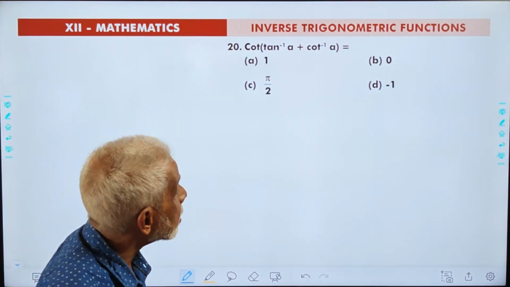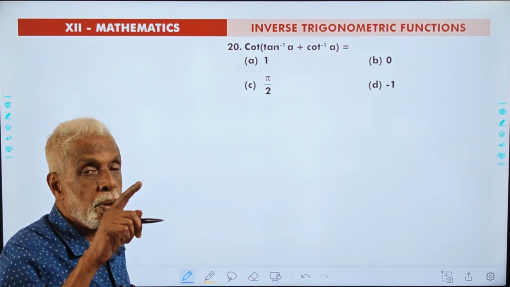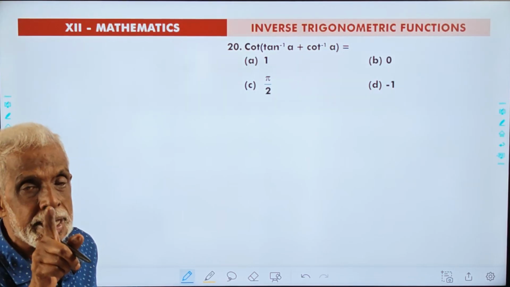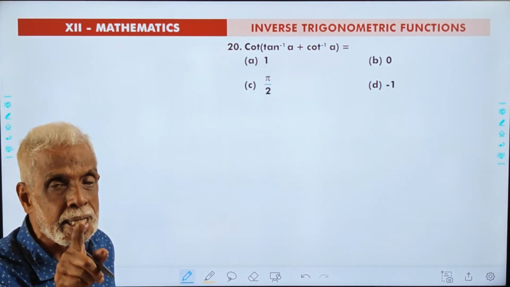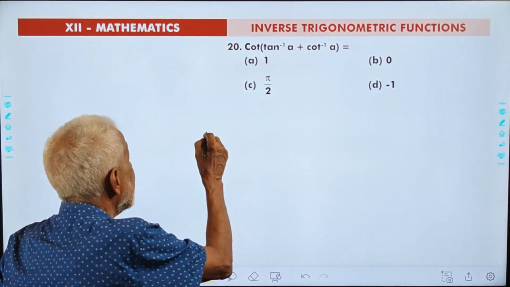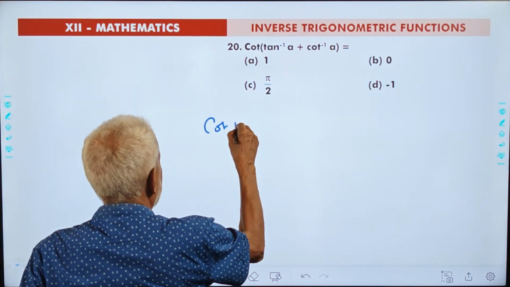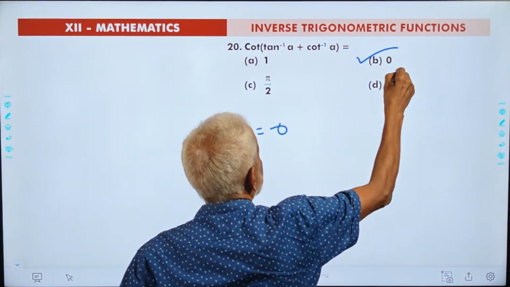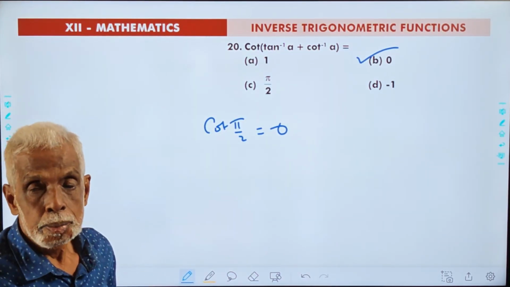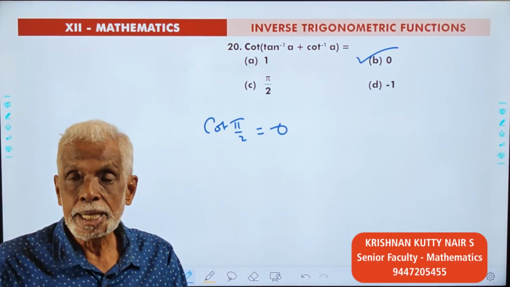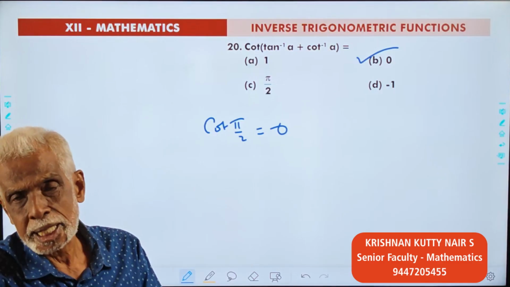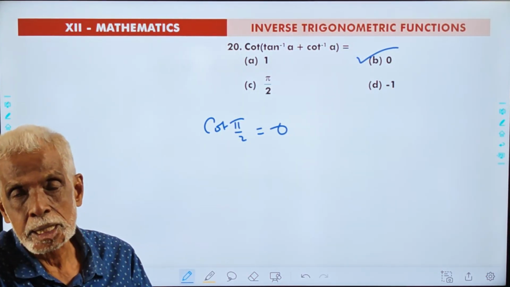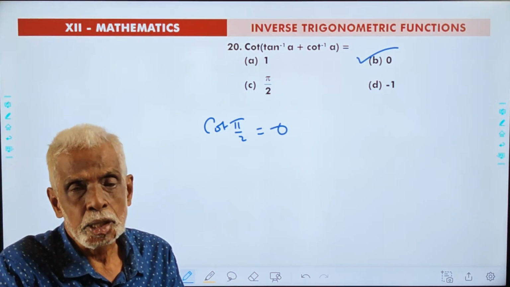Cot of tan inverse a plus cot inverse a. You know, tan inverse x plus cot inverse x is equal to pi by 2. That is, tan inverse of something plus cot inverse of the same thing is equal to pi by 2. Therefore, the expression can be written as cot pi by 2. You know, cot pi by 2 is equal to 0. Therefore, the correct choice is B choice, 0. We did 20 questions on inverse trigonometrical functions. All the questions are basic concept questions. I think you can follow it.